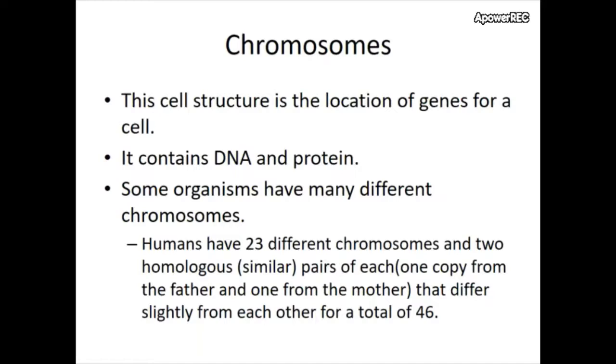So in the human library or the human bookshelf, you would find 23 different books and two different versions of each one of those books on the shelf. One copy or one version of the book from the father and one version from the mother. And each version will differ slightly from each other, making for a total of 46 books on the shelf.